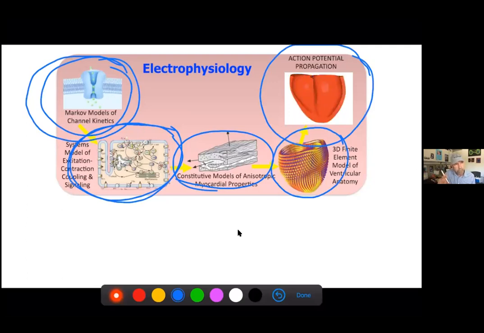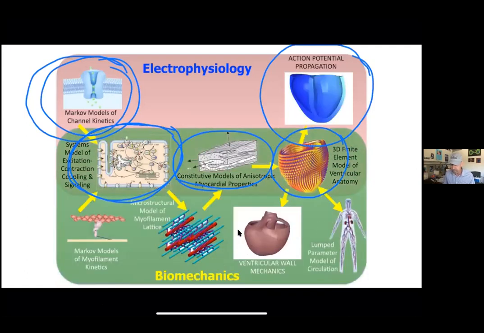So in other words, there's a paradigm for going from protein to cell to tissue to organ that already exists, at least in the case of the propagation of the action potential in the heart. Now, it turns out there's also a paradigm for the mechanics. So we can do the same thing.